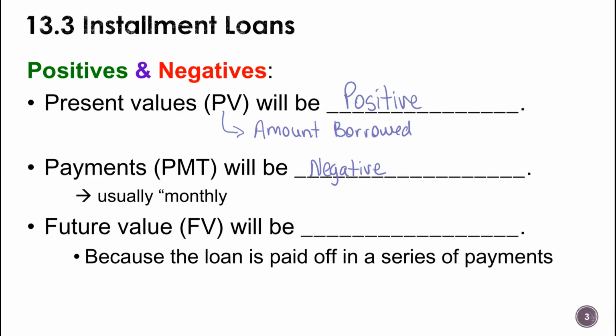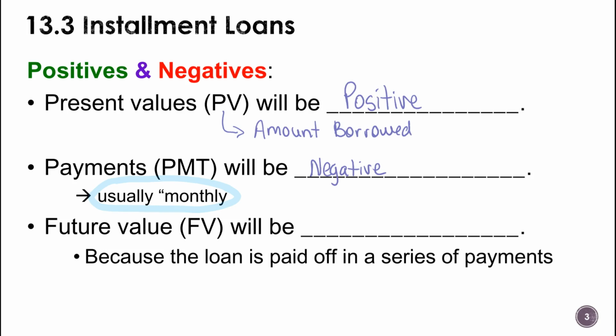Now, it says usually monthly, and for us, we're always going to do monthly. I'm not going to have you worry about it in any other way. So loan payments with any loans, we're going to do monthly. Now there could be loans that are not monthly, but for us, we are only going to do loans that are monthly.